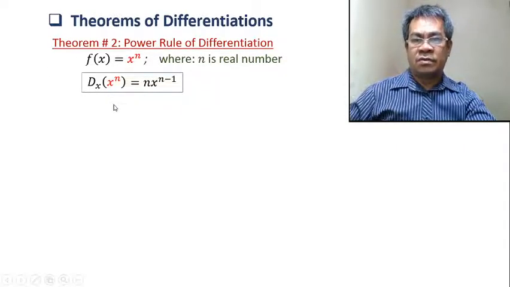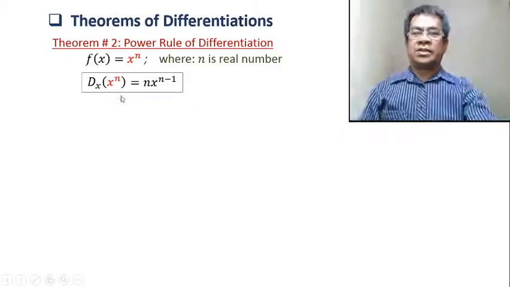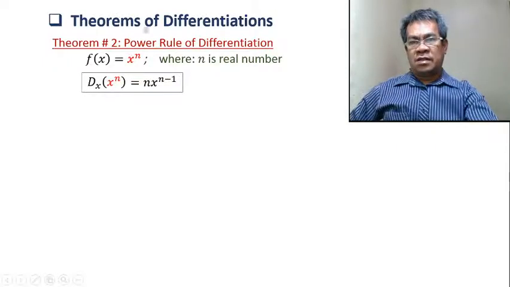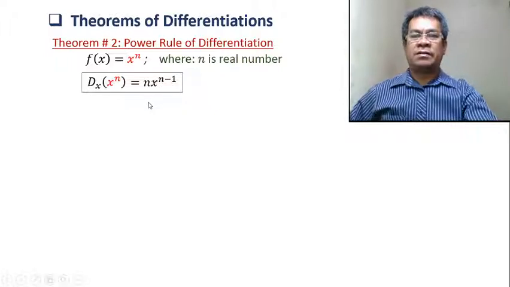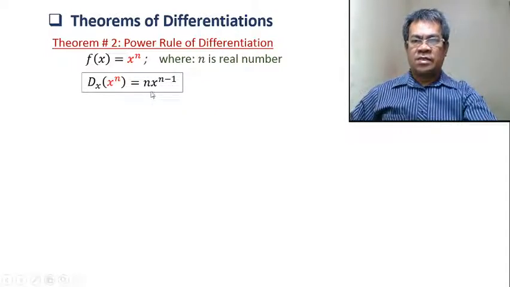Theorem number 2. Again, to evaluate a function which is within the boundary of the power rule, all you need to do is to drop the n here, just into x, or it's simply 1 times n, and n should be subtracted by 1. Okay, that will be the derivative.